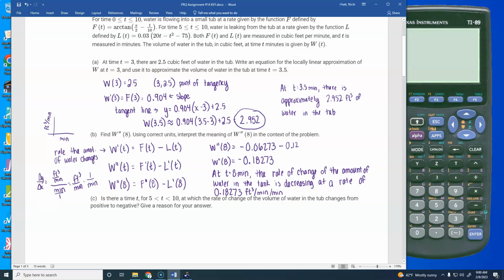Okay, notice that I did not put a negative with this. That is because I used the word decreasing. This is the preferred way to write this. You say decreasing, you do not put the negative here. I think you can get by with is changing at a rate of negative 0.18273. What you cannot do is decreasing at a rate of negative, because if you say decreasing and then use a negative, they cancel each other out. Okay, we good here?